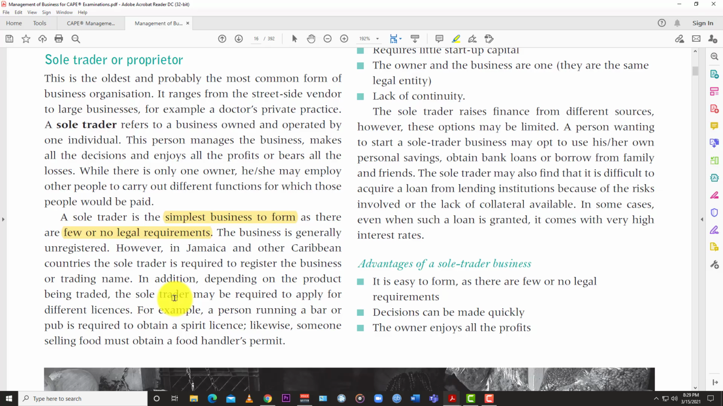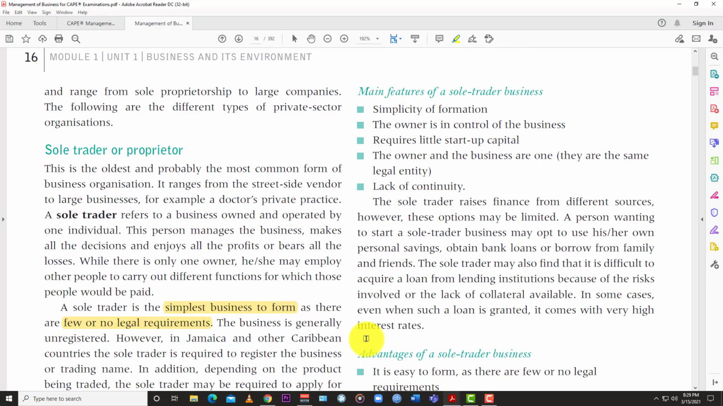If it's food, of course you need a food handler's permit. You can't just go sell food just like that. The health department needs to know that you are up to standard, you know what's going on. So therefore, you have some legal requirement. But that's about it for a restaurant or a person handling food. You just need the liquor license, handler's permit, you're good to go. For a bus or taxi, a license, whatever special insurance, you're good to go. So there are few legal requirements to start the sole trader or sole proprietor business.